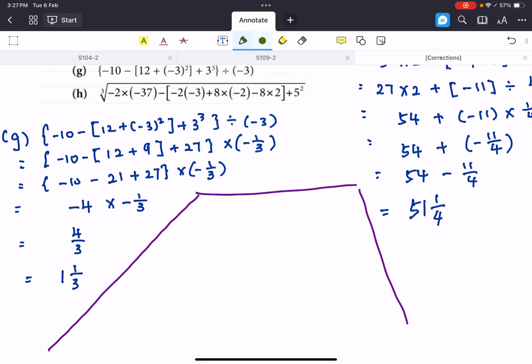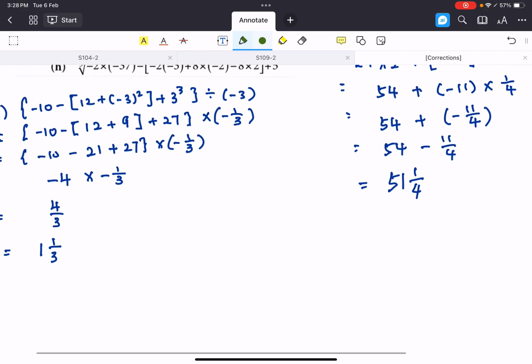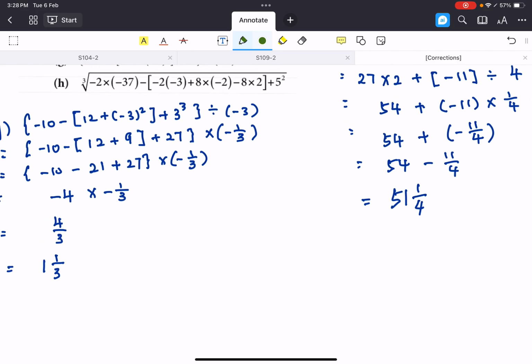Maybe green, why not? Okay, so we have the cube root of negative 2 times negative 37 minus negative 2, negative 3 plus. Okay, looks like I run out of space. Tell you what, let's retract this. Let's copy it somewhere lower. Do I have space below? Yes, I have lots of space below. So let's find a place with more space.